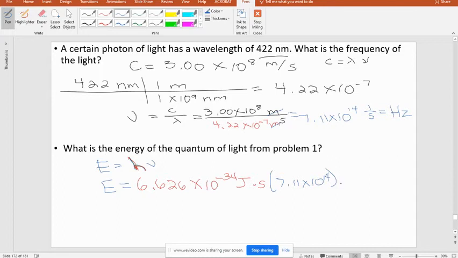And if we leave it as 1 over seconds, then our seconds would come down here. And what ends up happening is we end up being able to cancel our units out. So these seconds go away, and that leaves us with energy in joules, which makes sense because that's what energy is measured in. So we're going to take our frequency and multiply it by Planck's constant. And we want to have 3 sig figs in our answer. That's going to be 4.71 times 10 to the negative 19th, and that's going to be joules.